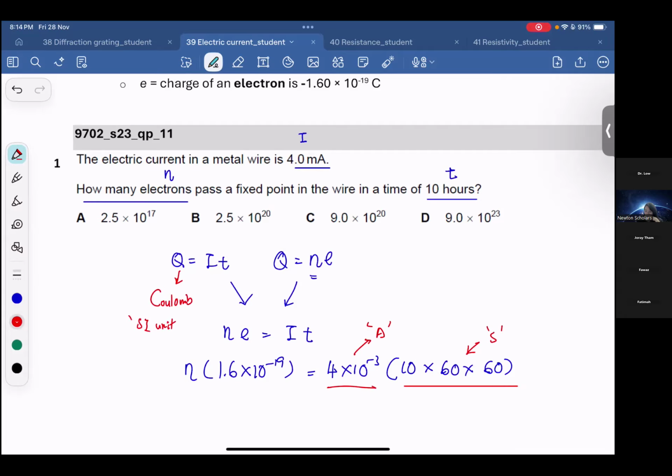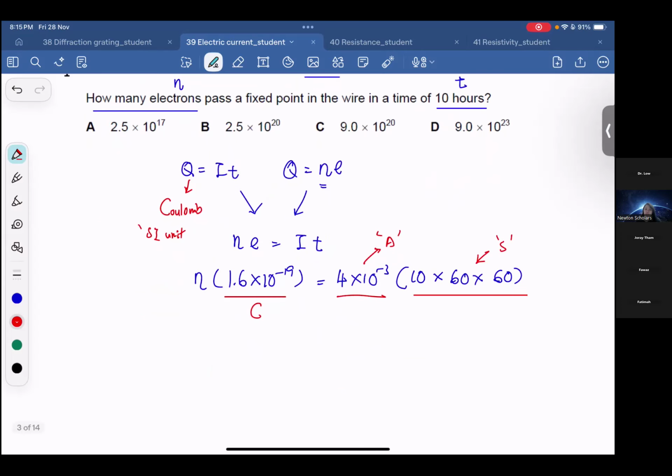Okay, then you see this one is the charge, coulomb, the SI unit. So that means that the current that we use and the time that we use must also be in SI units. Must be tally. So here, your N should be 9 times 10 power of 20, 9.0, because they always want us to give two to three significant figures. The answer will be C. Okay, is that clear, dear?